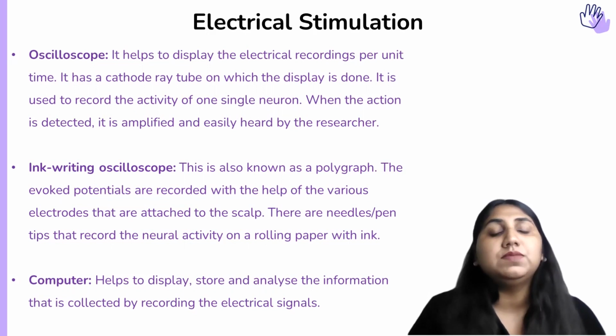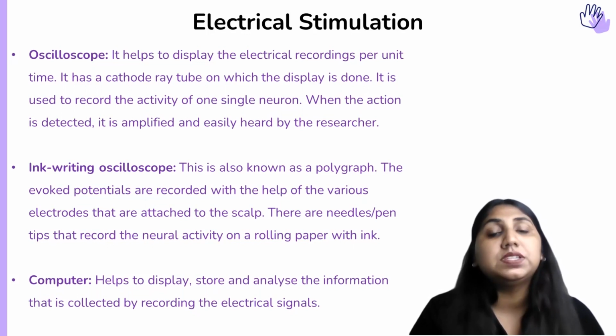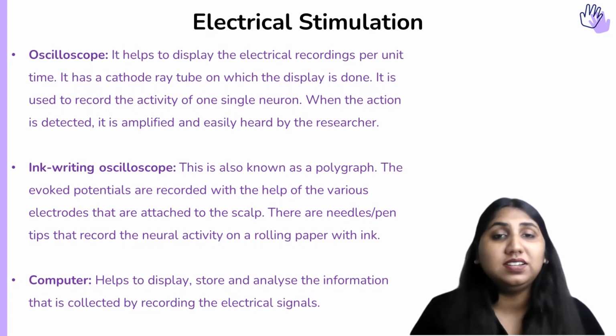Okay, next comes our ink writing oscilloscope, which is also known as a polygraph. Whatever evoked potentials are recorded with the help of various electrodes attached to the scalp, there will be several needles, pen tips, which would continuously record the neural activity on a rolling paper. This is something that was used in earlier times.